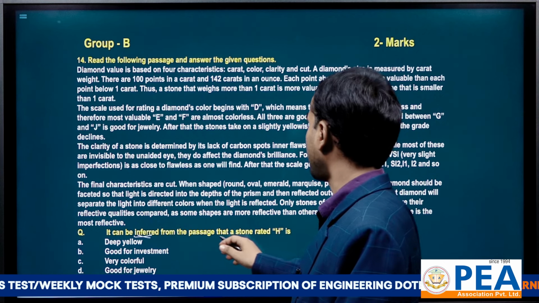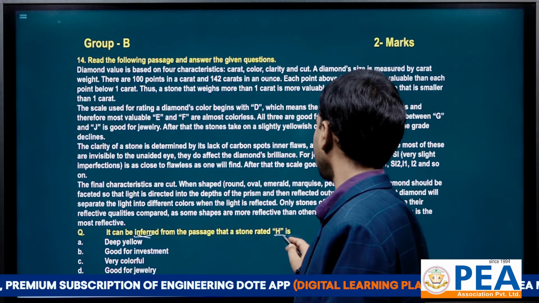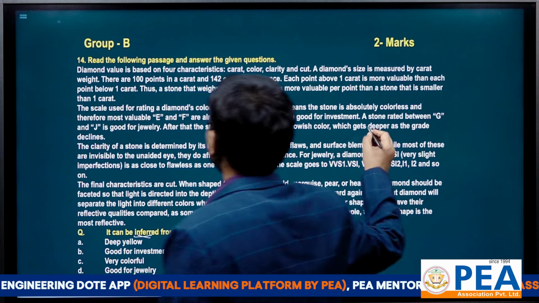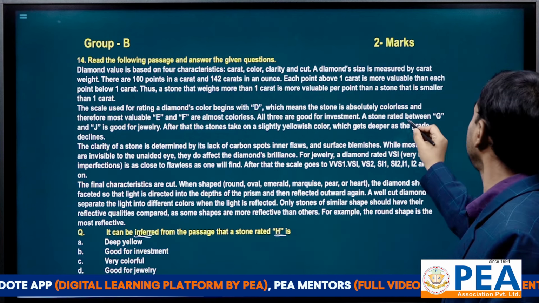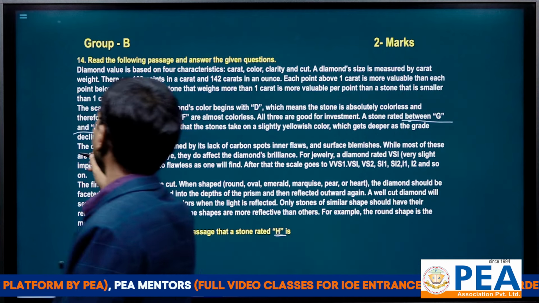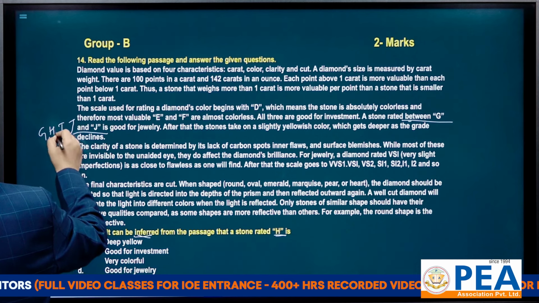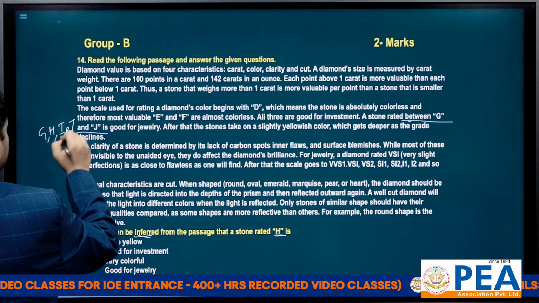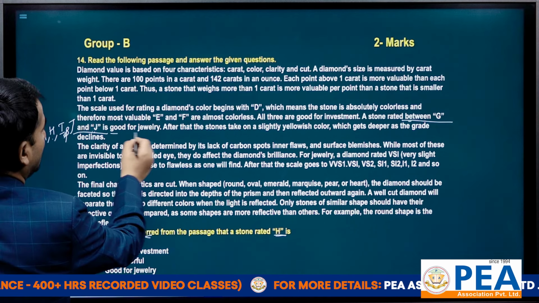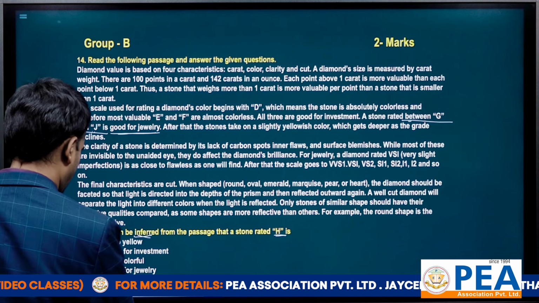It can be inferred from the passage that a stone rated H is. Here we have to study H. H is given here. You need to read here, between G and J. So we see G, H, I and J. So H comes here. Is good for jewelry. So our answer would be what? D.